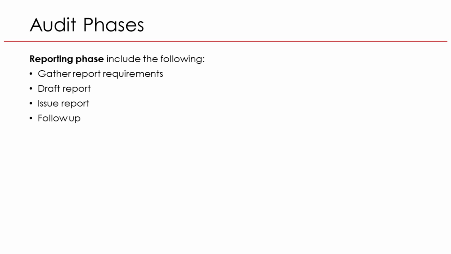Issue report. After review and management feedback, the final report is issued to stakeholders. Example: sending the final report to the audit committee, including agreed timelines for corrective actions. Follow-up. The auditor later checks whether management has implemented the agreed recommendations. Example: rechecking after 3 months to confirm that terminated user accounts have been disabled. This phase ensures audit results are communicated, understood, and acted upon, helping the organization strengthen its controls and reduce risks.